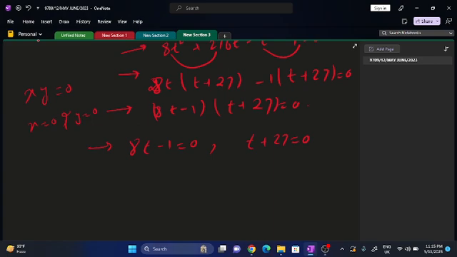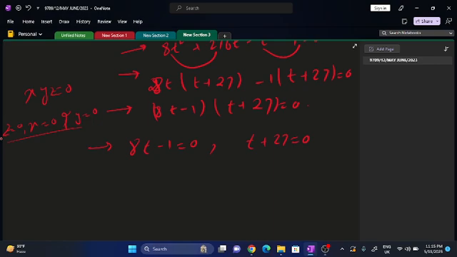So because I don't know, I have to create two cases: the first case when the first element is 0, and the second case when the second element is 0. Always remember, if the product of three numbers x, y and z is 0, then there are three cases: x = 0, or y = 0, or z = 0. So by using this general maths, I put 8t - 1 = 0 and second, t + 27 = 0.